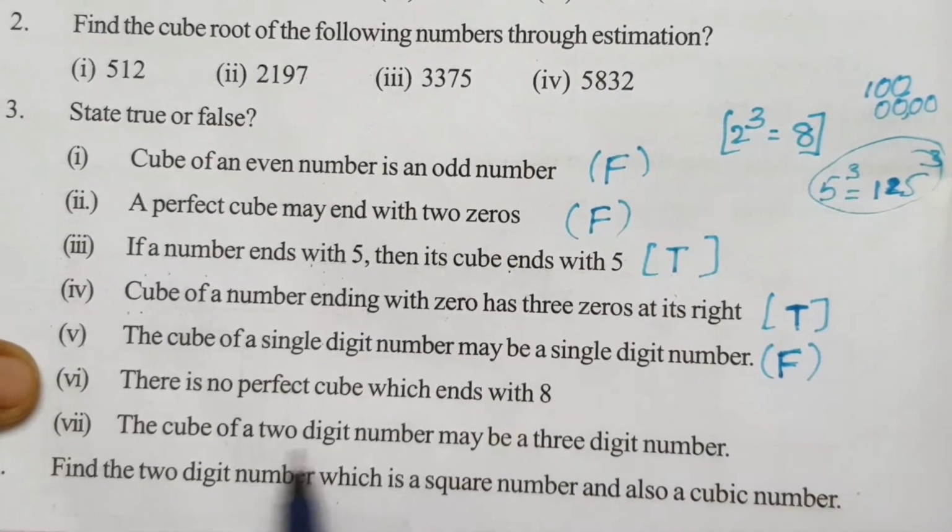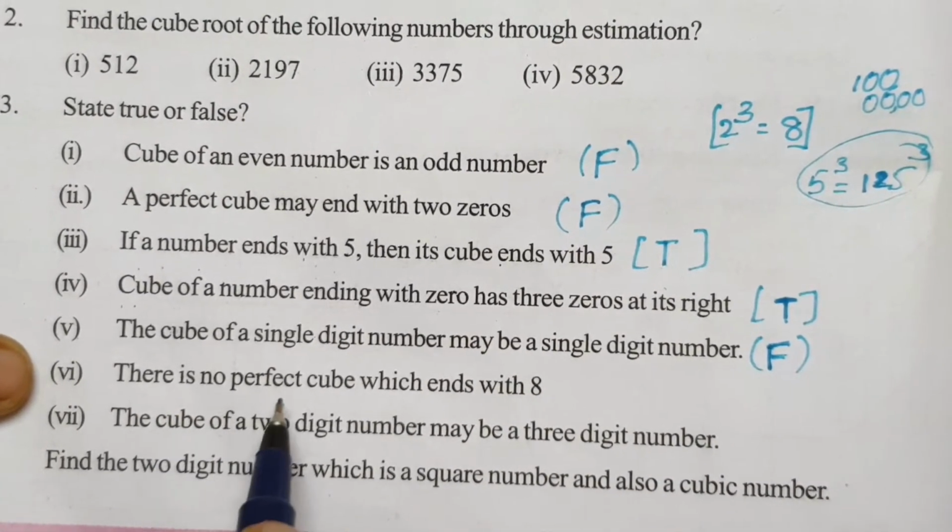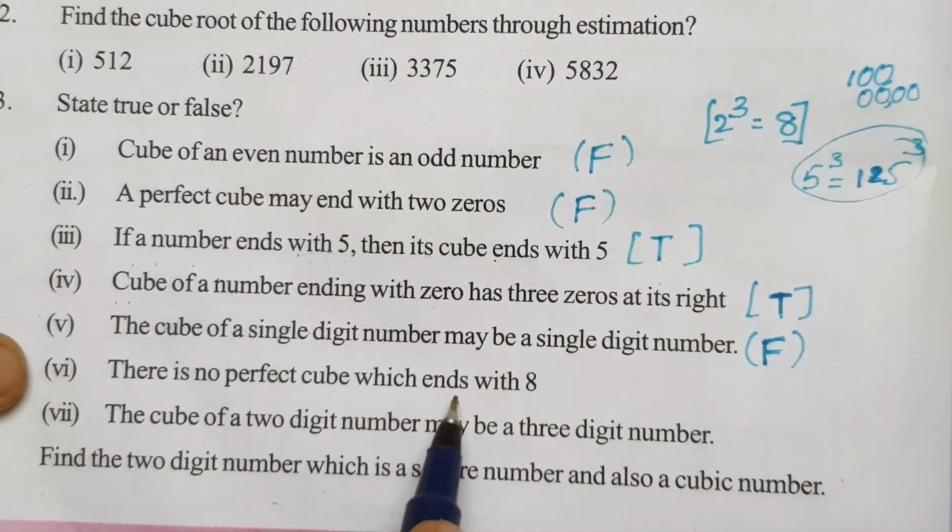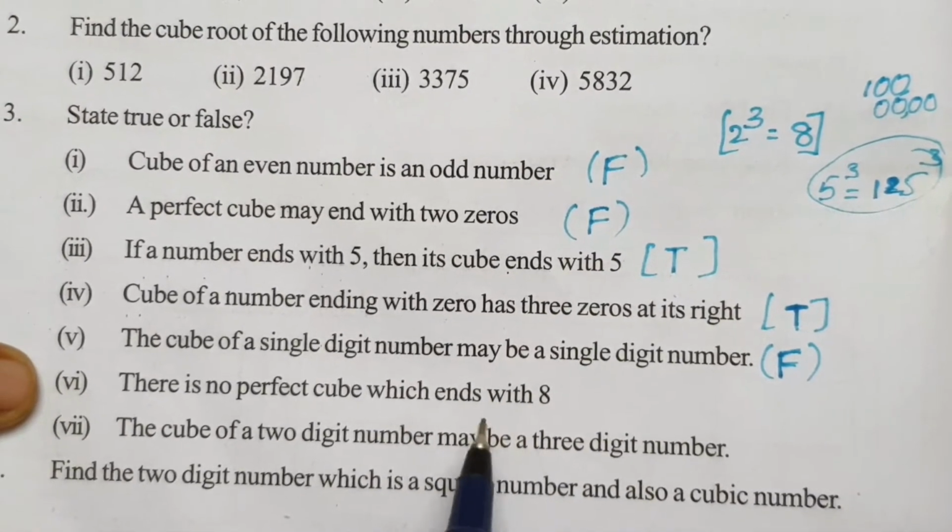Next, sixth one: there is no perfect cube which ends with 8. This is false.